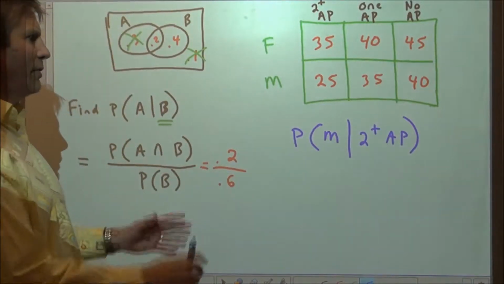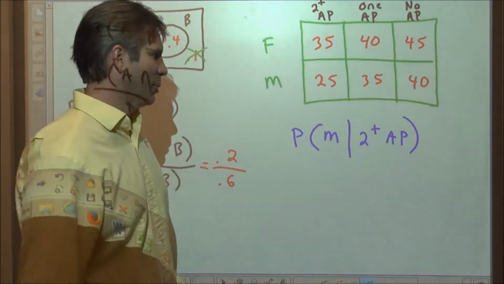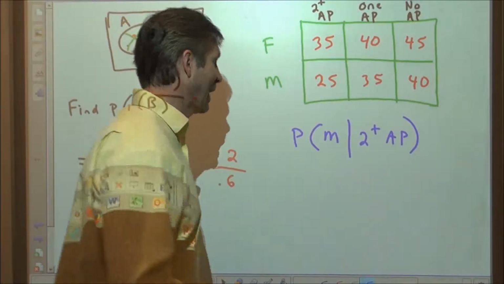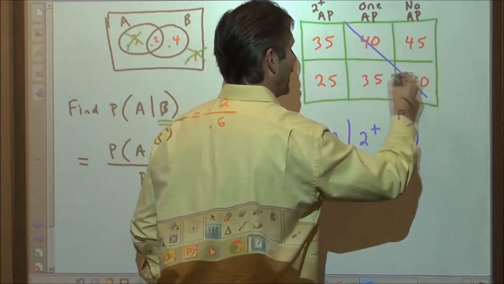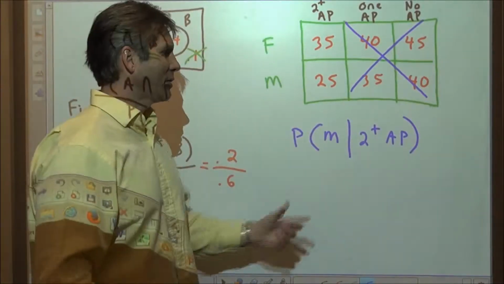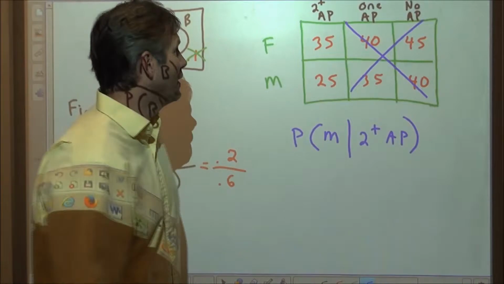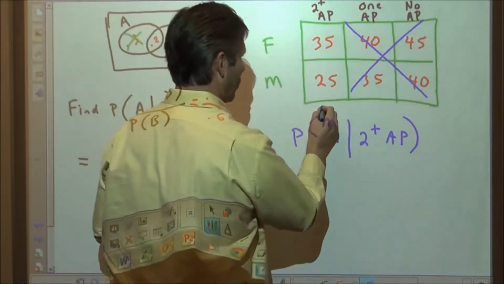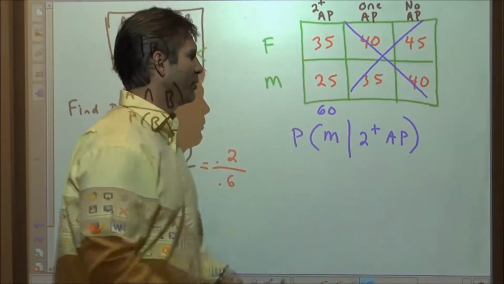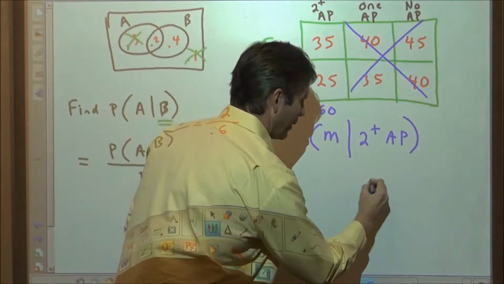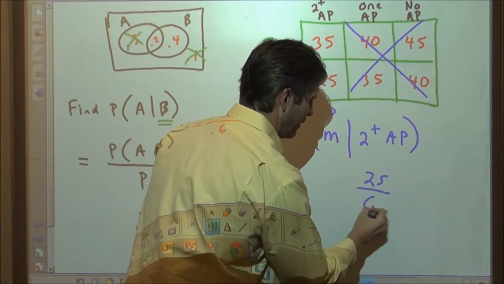So the quickest way to do this problem is just shrink the sample space. We're given that the person selected has 2 or more AP classes, so we can eliminate all those other people because it's down to just these people with 2 or more AP classes. And out of those people, which totals up to 60, 25 of them are males, so this probability would be 25 out of 60.